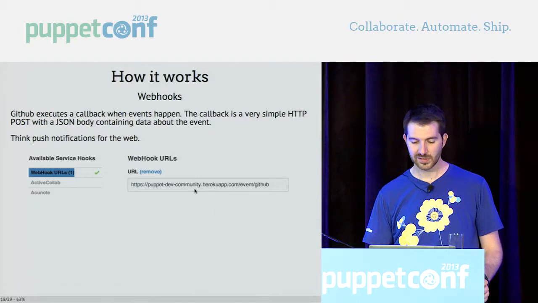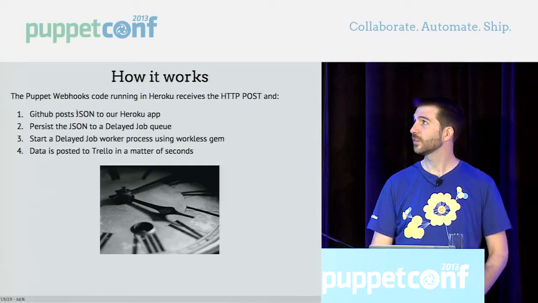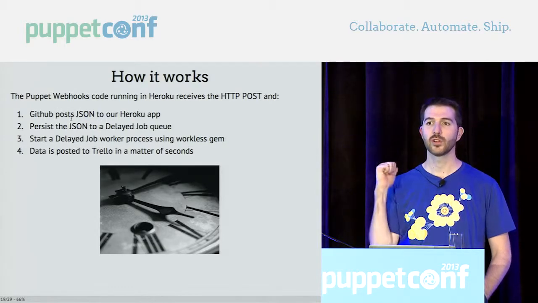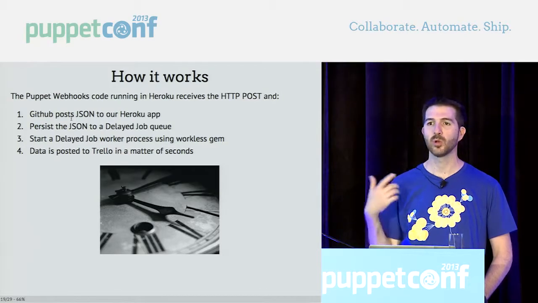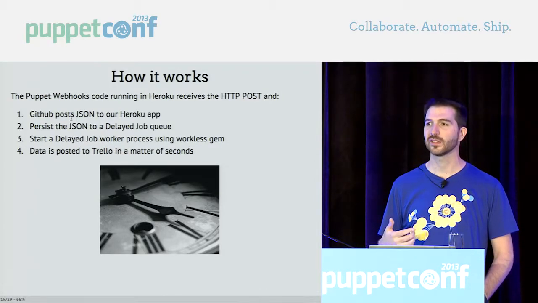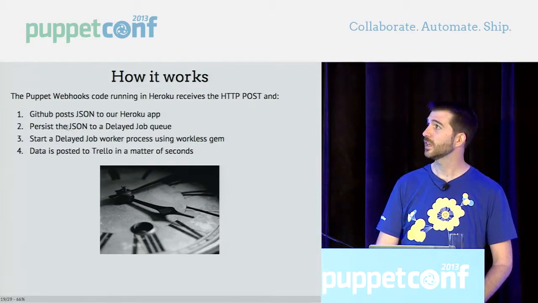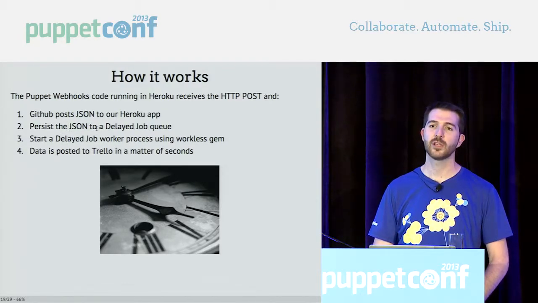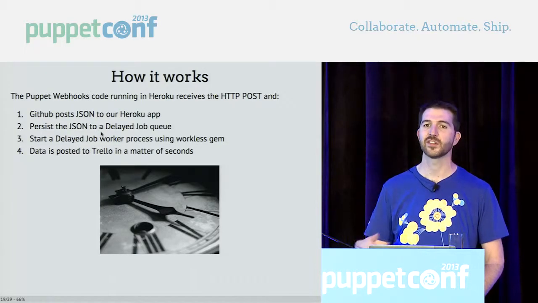And then what happens is whenever a pull request is opened, GitHub posts information about that pull request over to our Heroku app. So it's an event-driven model. We're not polling all these different projects, which works pretty well. We then store that JSON data into a delayed job queue. Delayed job is just a Ruby gem that allows you to do asynchronous processing.